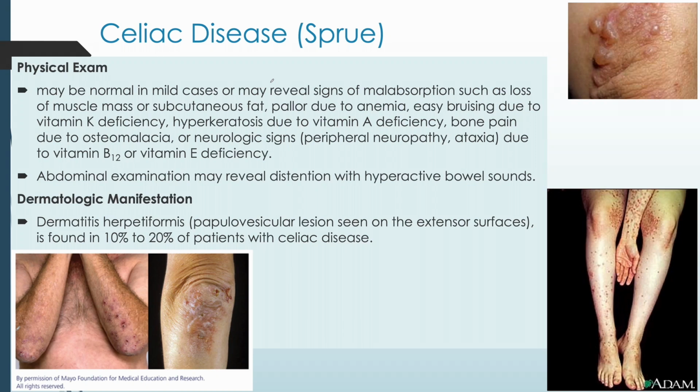And it is not part of the herpes family, but it's herpes-like, herpetiformis, meaning that you see these blister-like lesions that appear on the skin. A lot of times they tend to appear on the extensor surfaces, so the elbows and shin area. The thing to note though, just because a patient doesn't have this skin manifestation doesn't mean that they don't have celiac sprue, because only about 10 to 20% of patients with celiac disease actually have this dermatitis herpetiformis.